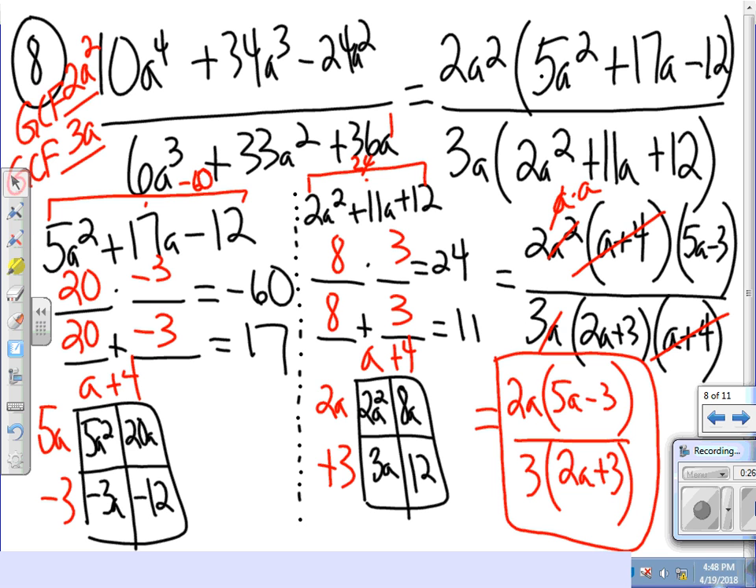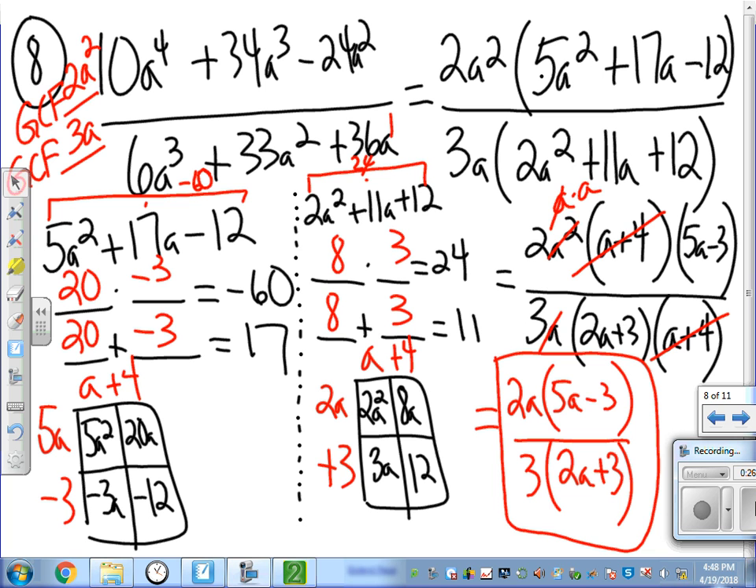Okay guys, check it out. So after I factored the quadratic that's in the upstairs, the 5A squared business, and then I factored the 2A squared business in the downstairs, my work for that is shown over here on the left. The top quadratic factored as A plus 4, 5A minus 3. The bottom quadratic factored as 2A plus 3, A plus 4.